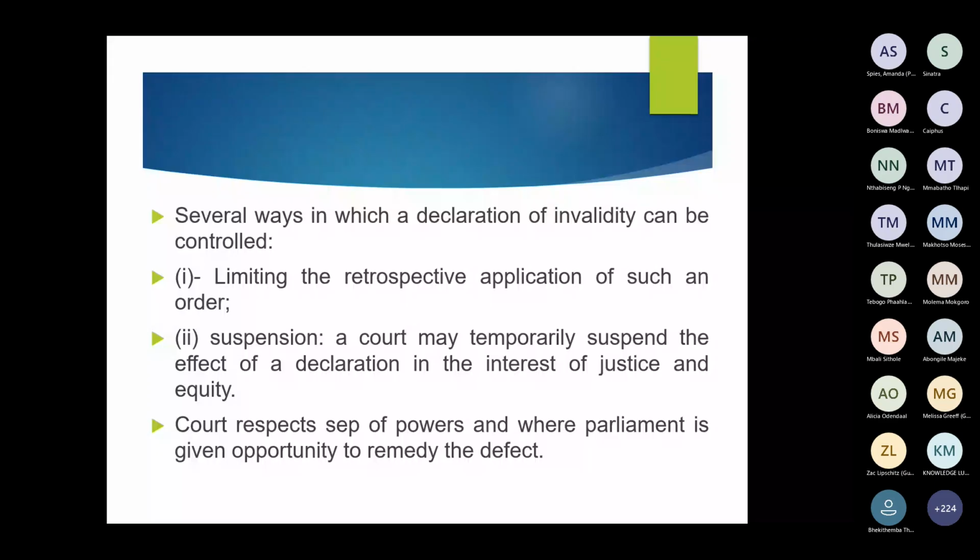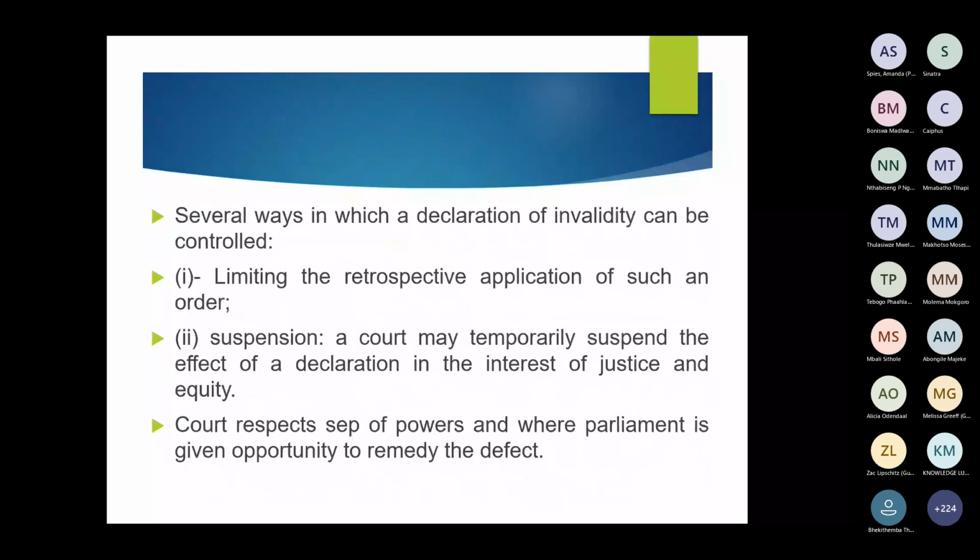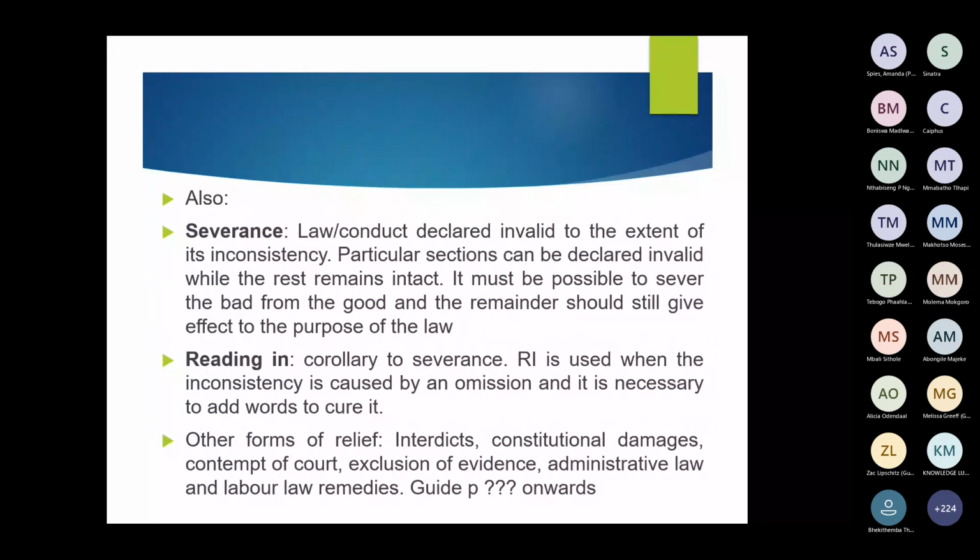Usually Parliament acts within that time frame and will amend the relevant piece of legislation to correct the unconstitutionality. Also going together with limiting retrospective application and suspension is severance or reading in. Law or conduct is declared invalid to the extent of its inconsistency. A particular section can be declared invalid while the rest remains intact. So when legislation is declared invalid, you don't have to declare the whole piece of legislation or a whole section invalid. It might be only a particular part.